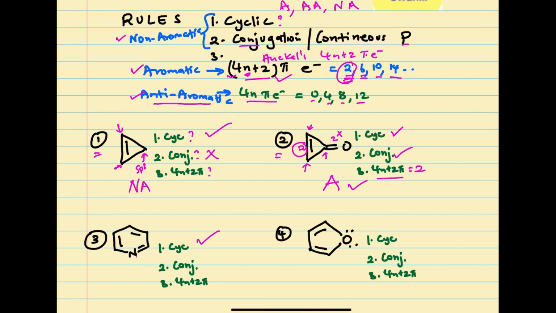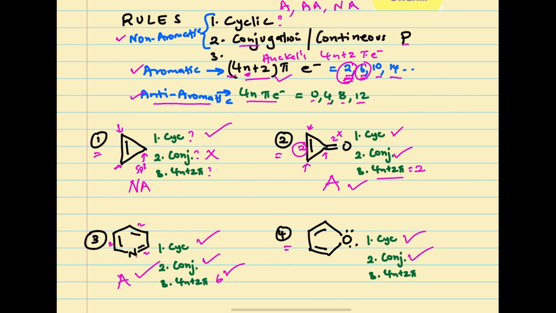Next structure, we see that it is cyclic, yes. It's fully conjugated, yes. The number of electrons inside the ring is, each double bond is 2, 2, 2, so a total of 6 electrons, and as you can see, 6 satisfies that rule. So that also is aromatic. Next one, number 4, cyclic, yes.